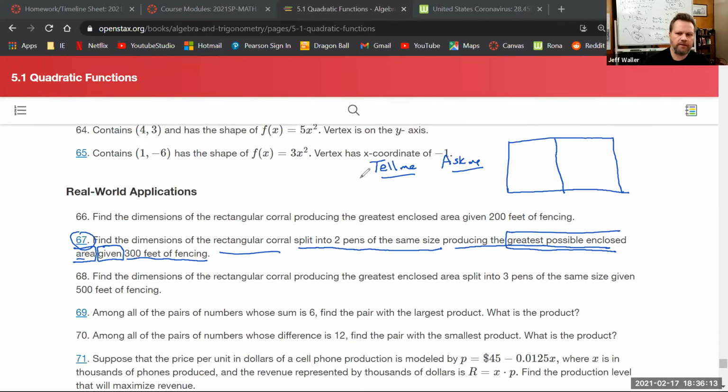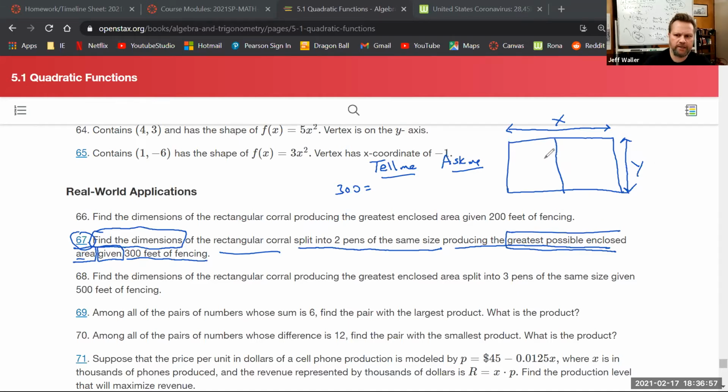So they tell me that I have 300 feet of fencing. I have to come up with the variables myself. What variables do I have in this problem? Looking at the picture, what do I need to label here? The length and the width. So what do you want to call the length? X. What do you want to call the width? Y. Okay. Now let's be more complete.